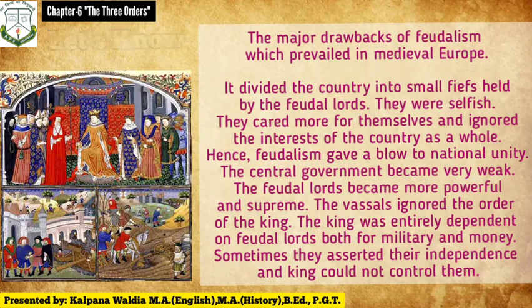Let us know more about the major drawbacks of feudalism which prevailed in Medieval Europe. It divided the country into small fiefs held by the feudal lords. They were selfish. They cared more for themselves and ignored the interest of the country as a whole. Hence, feudalism gave a blow to national unity. The central government became very weak. The feudal lords became more powerful and supreme. The vassals ignored the order of the king. The king was entirely dependent on the feudal lords both for military and money. Sometimes they asserted their independence and the king could not control them.